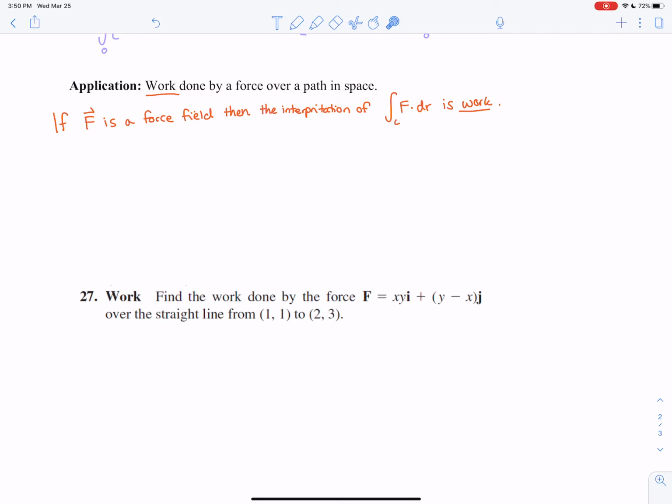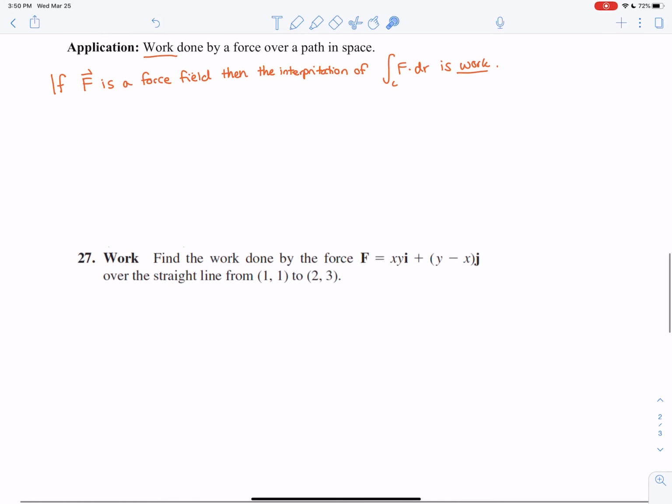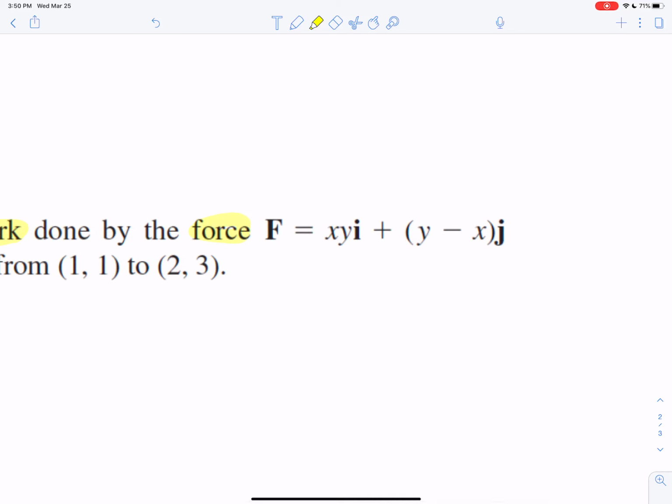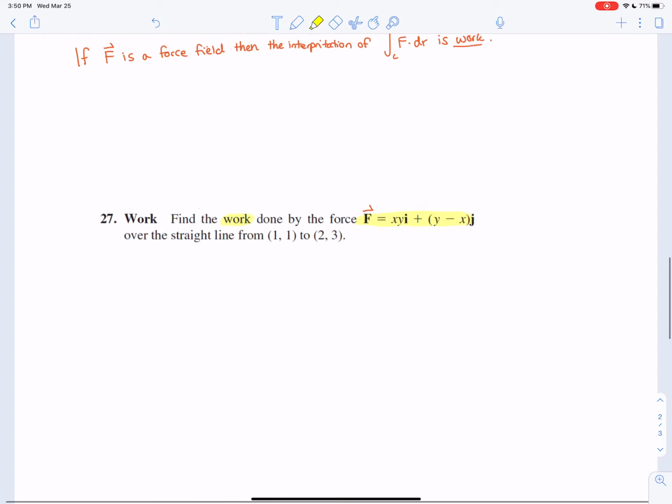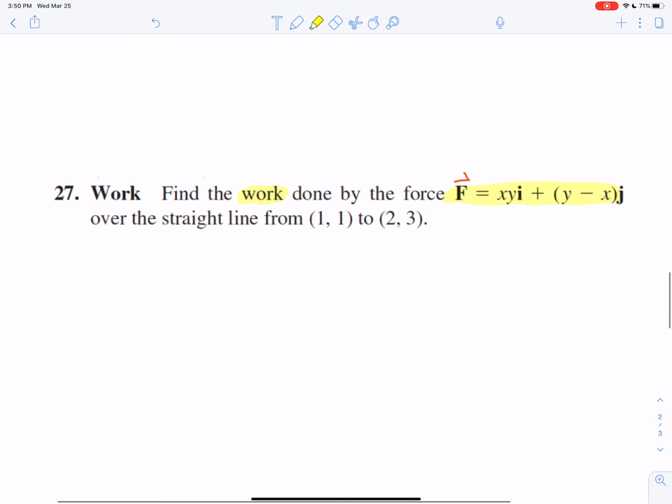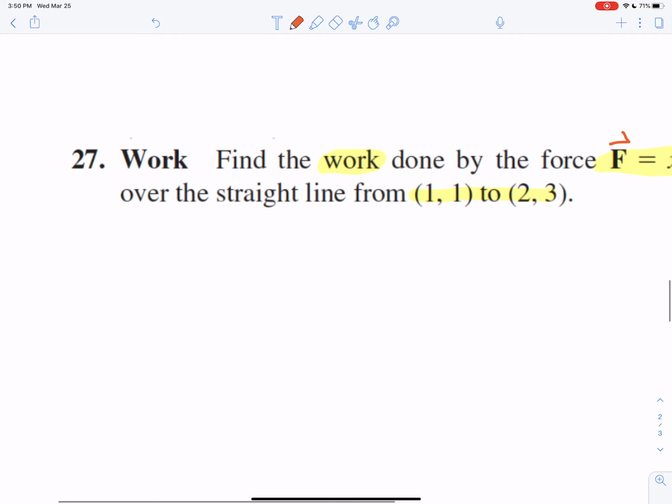So let's try number 27. Number 27 is asking you to find the work, right? So we already know we're going to be doing a line integral through a vector field done by this force. So it is a force written as a vector field, right? So that's our vector field equation. And here it is, over the straight line from 1, 1 to 2, 3. So we actually weren't given a curve C. We have to construct our own path of integration, given that information.